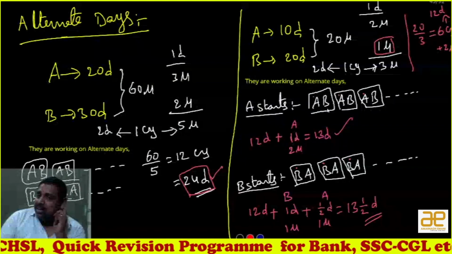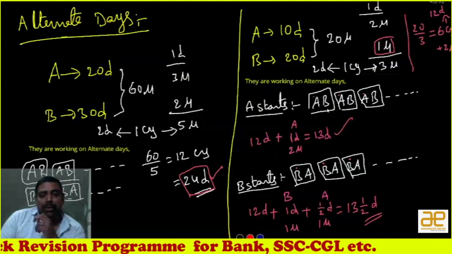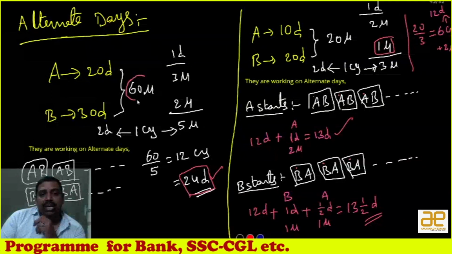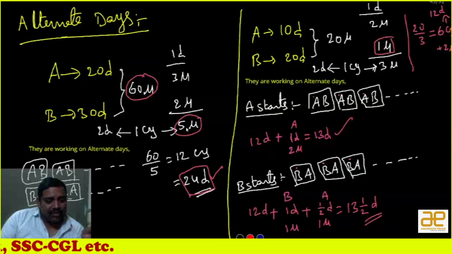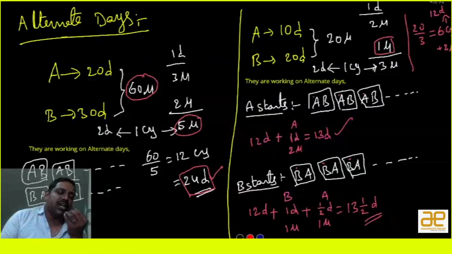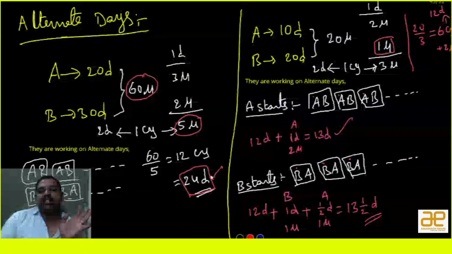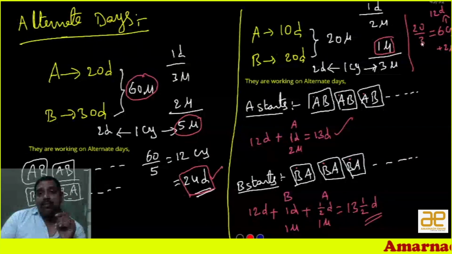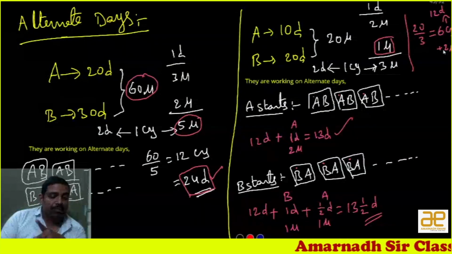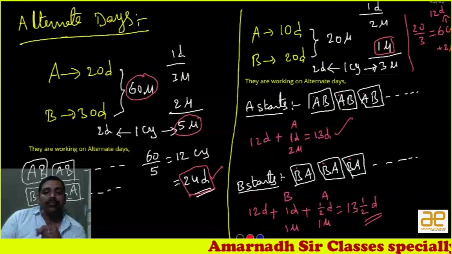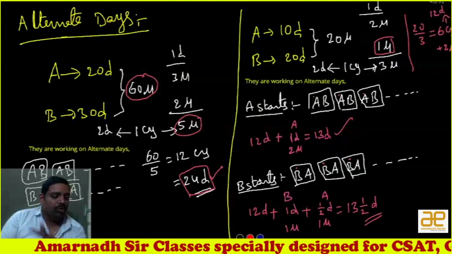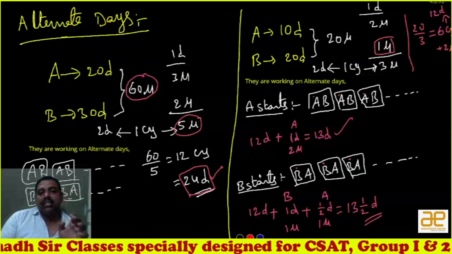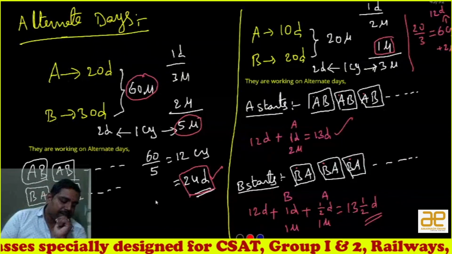How can we identify easily whether it is determined or cannot be determined? In this case, 60, one cycle means 5 units. 60 by 5 means exactly divisible. Exactly divisible means whoever started the problem, the answer will be the same. But here 20 by 3 means not divisible, you got some remainder. Whenever you get some remainder, then who started is mandatorily required to be known. Okay, right, this is the methodology to do the alternate days.